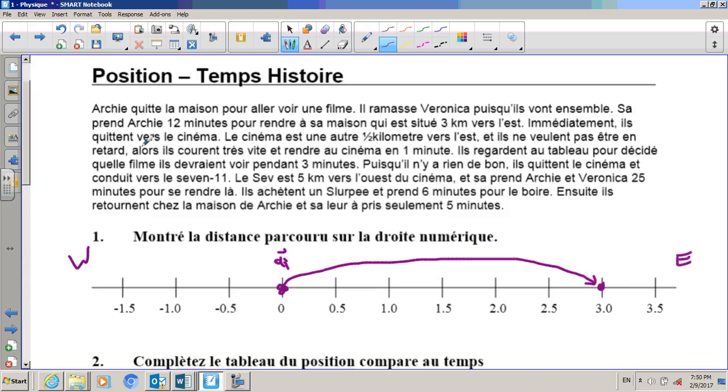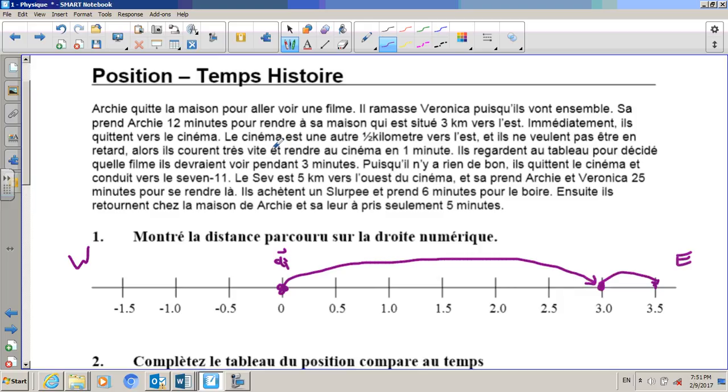Immédiatement, il quitte vers le cinéma. Le cinéma est un autre demi-kilomètre vers l'est. Alright, maintenant ils sont ici au cinéma. Ils ne veulent pas être en retard, alors ils conduisent très vite, ça prend 1 minute. Great. Ils regardent au tableau pour décider quel film ils devraient voir pendant 3 minutes. OK, alors ils n'ont pas encore bougé.